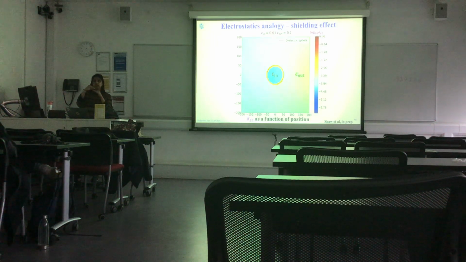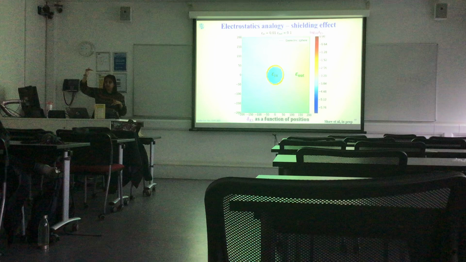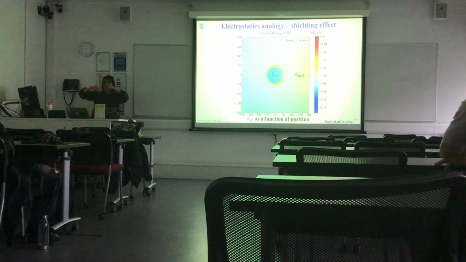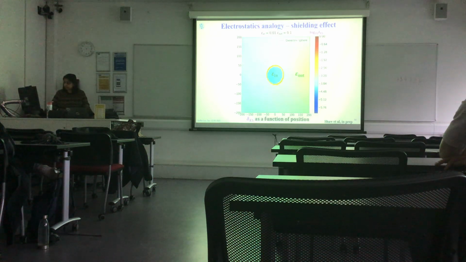So it's a very small region. But the point is that if the diffusion coefficient within the bubble is smaller than the one outside, you will shield some of the cosmic rays, because your particle will not be able to enter. And that's the shielding effect that I was trying to show you here. So this is getting shielded.